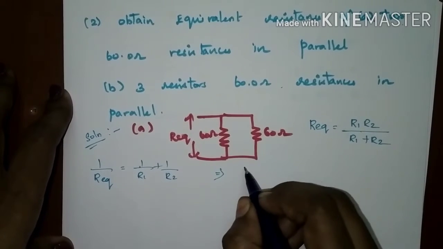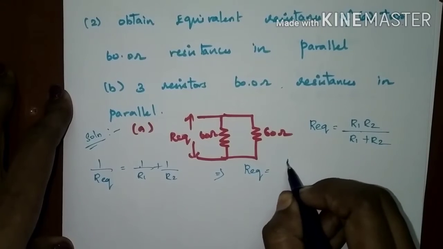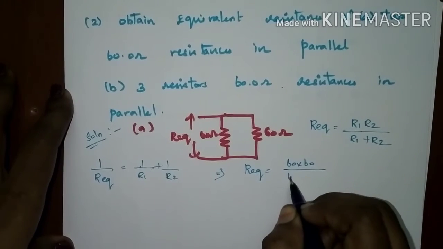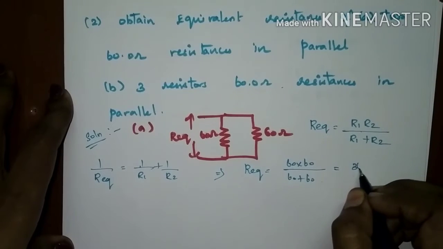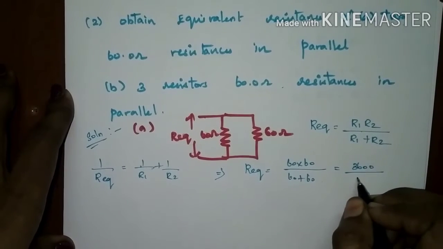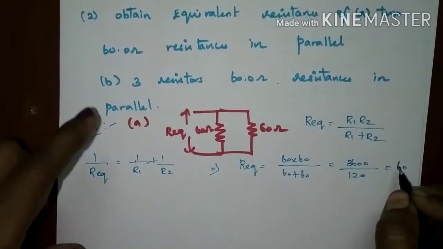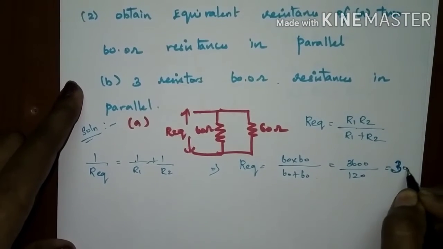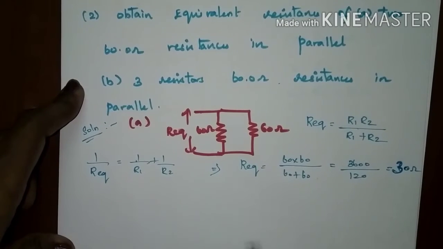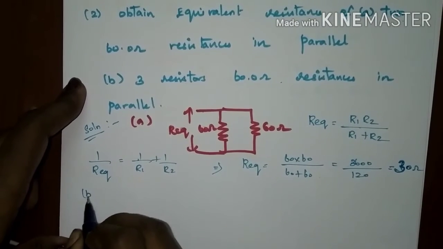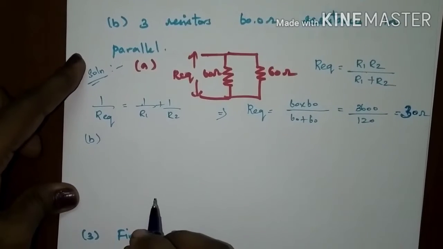So, we can find the R equivalent as R equivalent is equal to 60 into 60 divided by 60 plus 60. We will get the value as 3600 divided by 120. So, we will get the value as 30 ohms. If 2 resistors are connected in parallel, then the R equivalent is 30 ohms. In the second subdivision, they have asked if 3 resistors are connected in parallel.